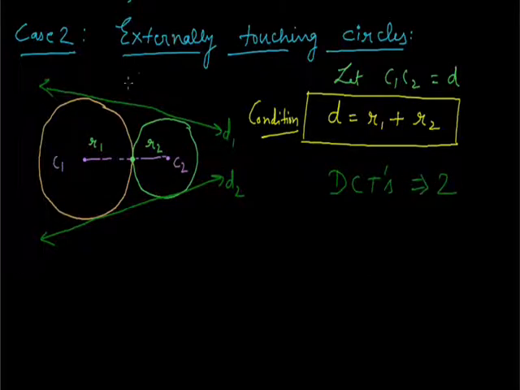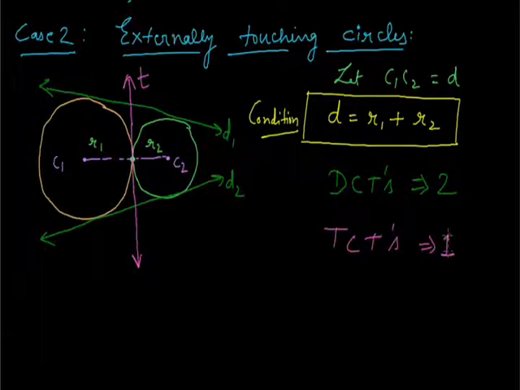Let's talk about the transverse tangent. Over here you can see the tangent passing through the point where the circles are touching. This tangent is the only transverse common tangent for this scenario. So for these two circles there is only one TCT, and that TCT will be this line D. Is this thing clear? Okay. Now on the basis of these two cases, let us solve a question.